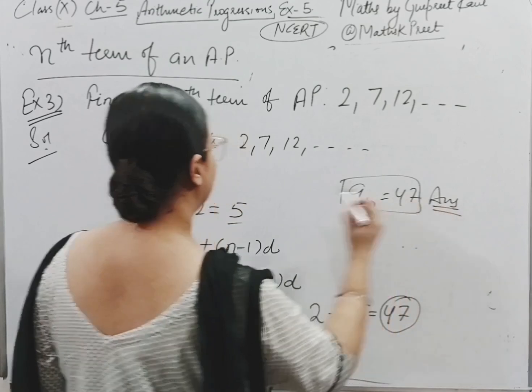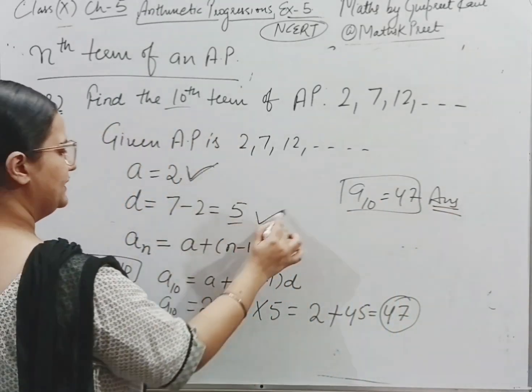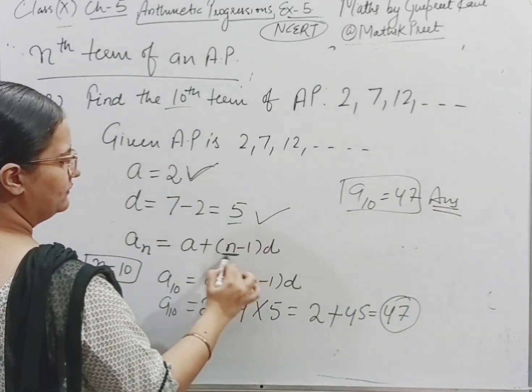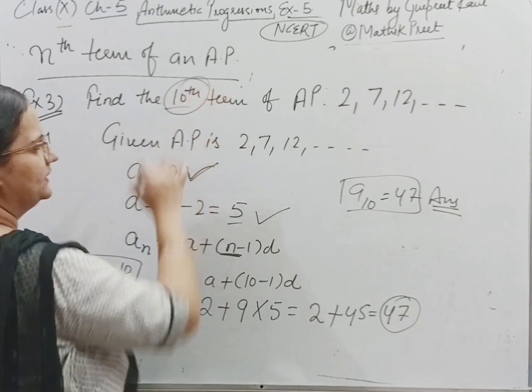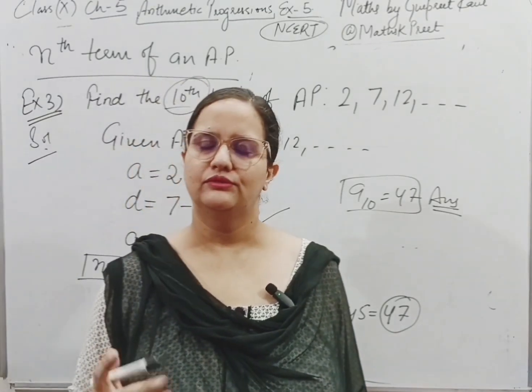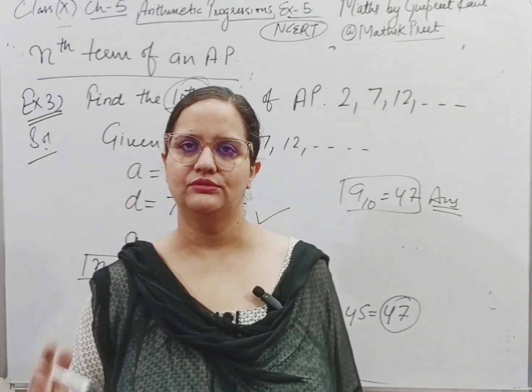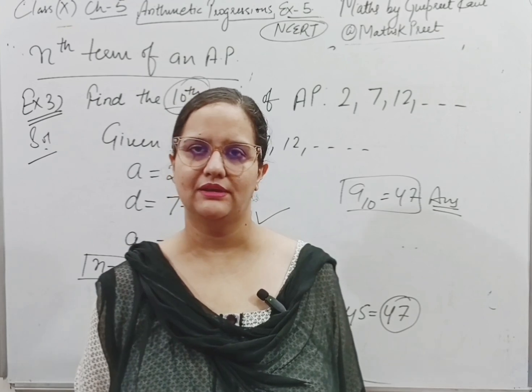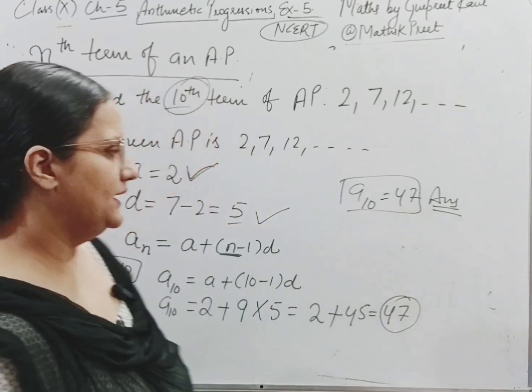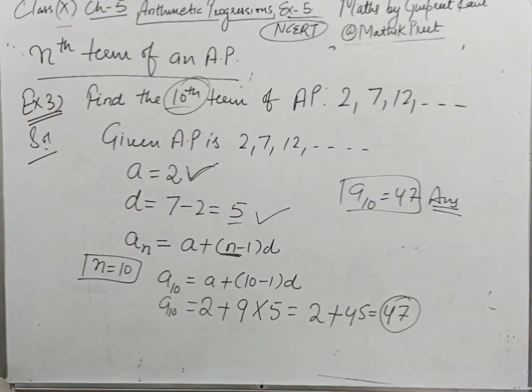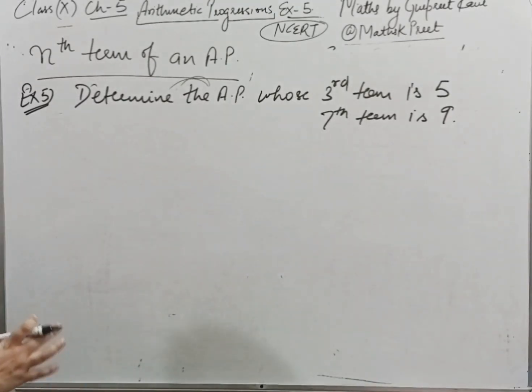So what do we have in the question? We have A, we have D, and we have the value for N, because we have to calculate the 10th term. Out of the four things, we have three values. To get the fourth value, we just put the values in the formula and we get A10. This is what I have told you, that we must have three things to calculate the fourth missing term.